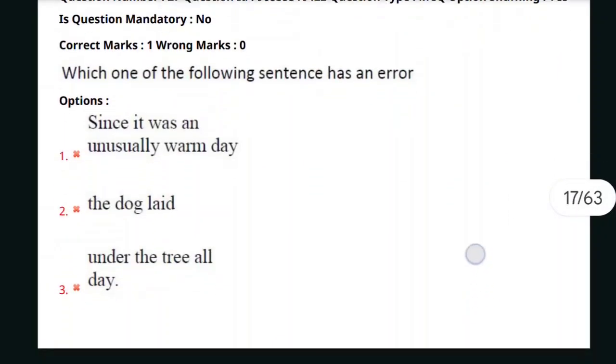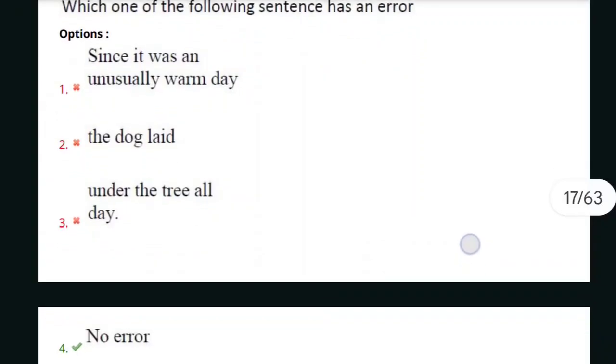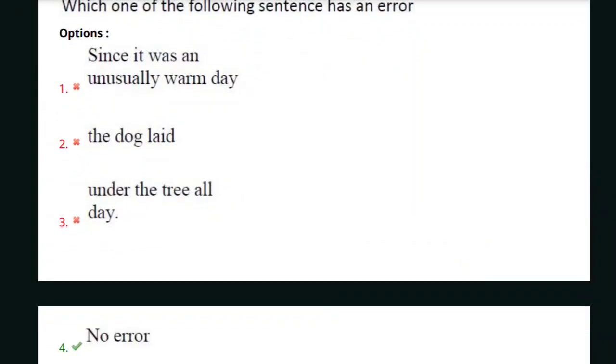27th question. Which of the following sentence has an error? Here the question is on correction of the sentences, finding the errors in the sentences. Here they gave us 4 options and we need to find the error in the sentences. Since it was an unusually warmy day, the dog laid under the tree all day. Here we cannot find any error, so the option here is no error.